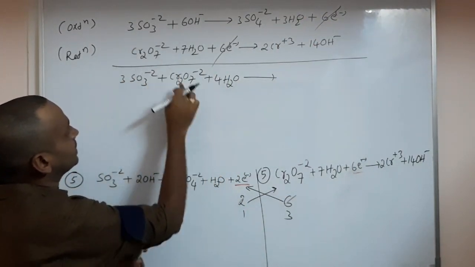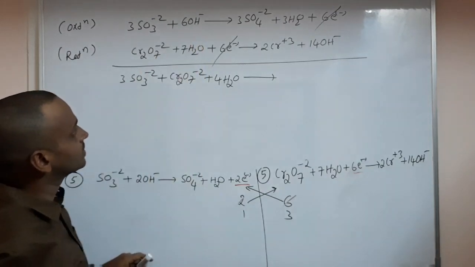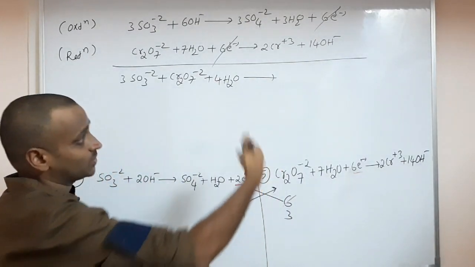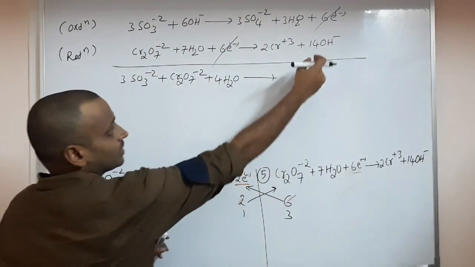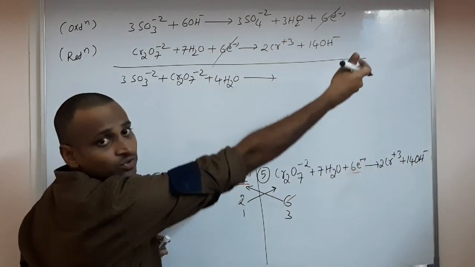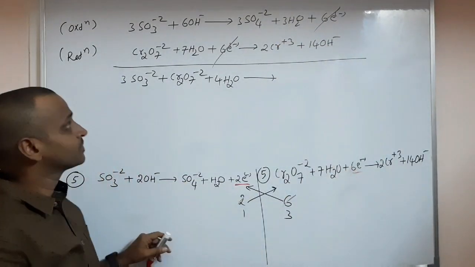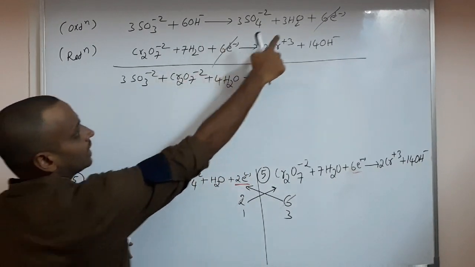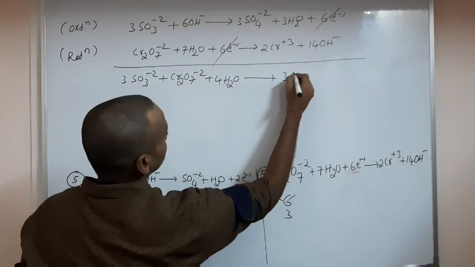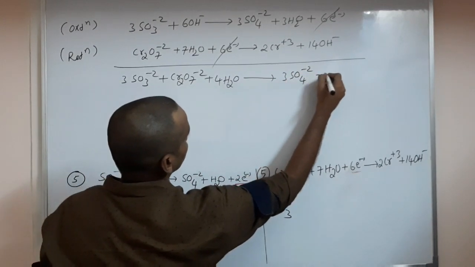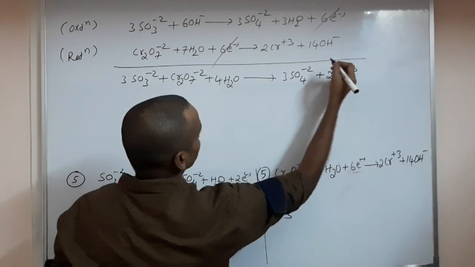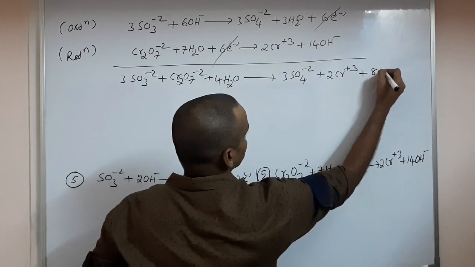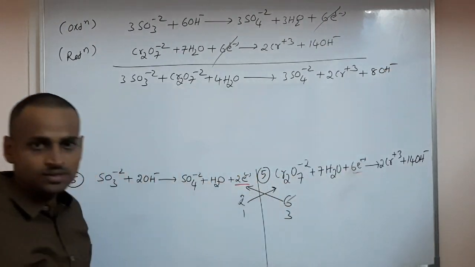Understanding? Electrons cancel on opposite sides. So this we write and this we write. OH minus ions 6 and 14 OH minus ions in the product side. So that side you will have OH minus, because 14 is more. So OH minus more you will get in the product side. Hope you understood why I got 4 water molecules: 7 and here 3. So what I have here is 3 SO4 minus 2 plus 2 Cr plus 3 and 14 minus 6 means 8 OH minus ions.